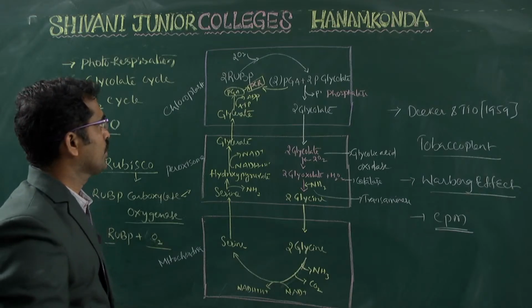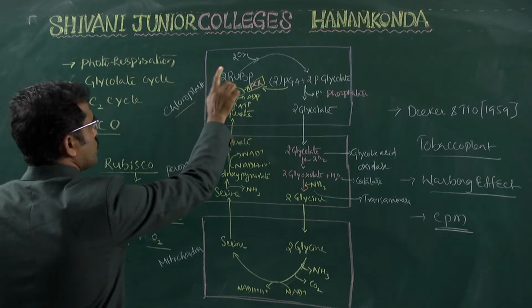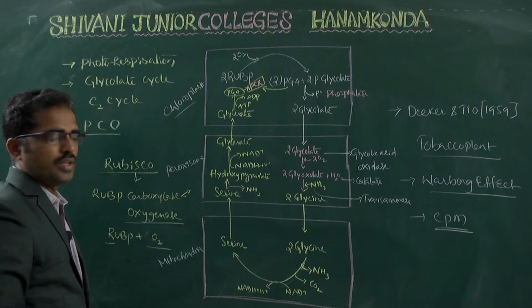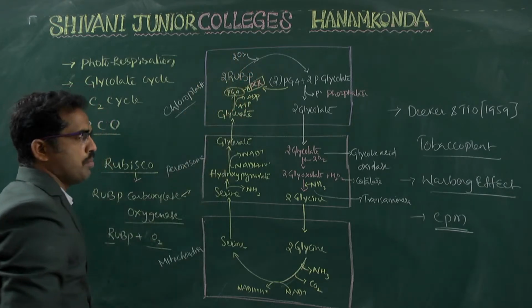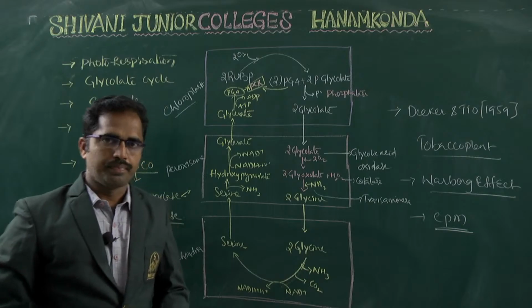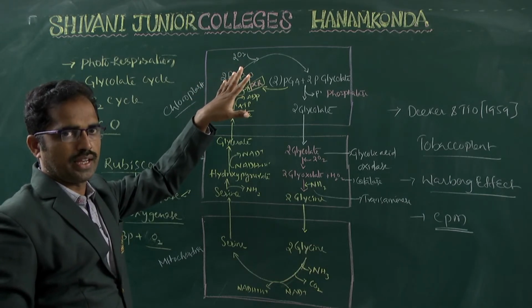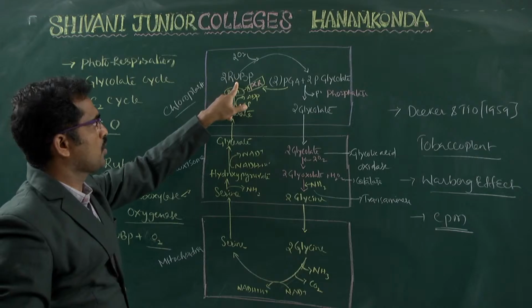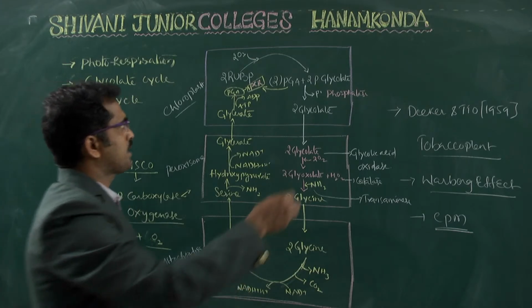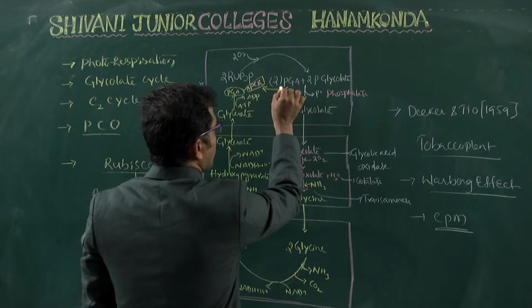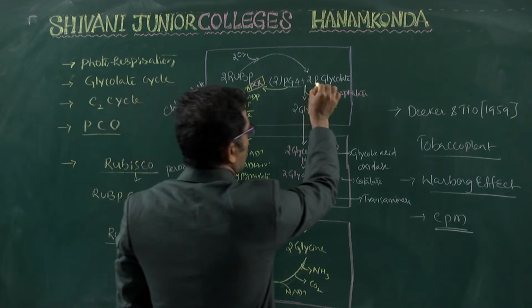Just see. First we have to take the chloroplast. In the chloroplast, 2 molecules of RuBP are associated with 2 molecules of oxygen. So, not CO2, this is oxygen. Actually, RuBP binds with CO2, then only we find the C3 cycle. But here 2 molecules of RuBP bind with 2 molecules of oxygen. Then what is the result of this combination? There is a formation of 2 molecules of PGA and 2 molecules of phosphoglycolate.